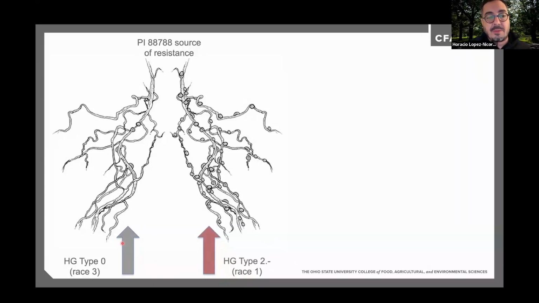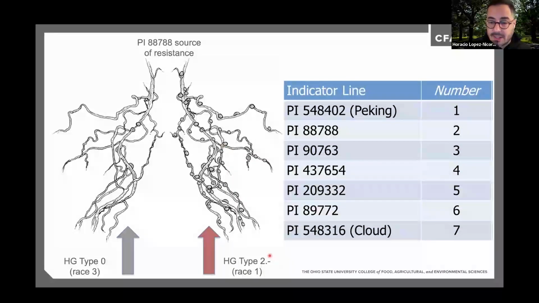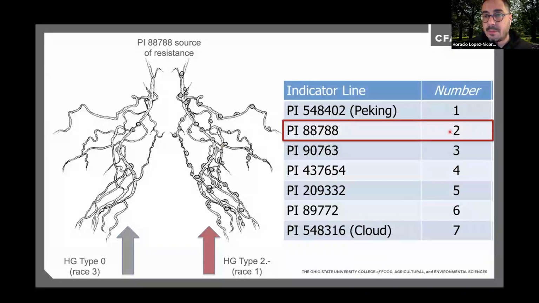And that exerted a selection pressure that shifted the virulence of an AG type 0 to an AG type 2 that now can reproduce above 10% compared to a susceptible. And like I just mentioned, we have populations in Ohio that can reproduce 85% on PI 88-1088 compared to a susceptible. And we call it type 2 because it can reproduce above 10% to a susceptible on that number 2. So a population that can reproduce on Peking, we're going to call it type 1.